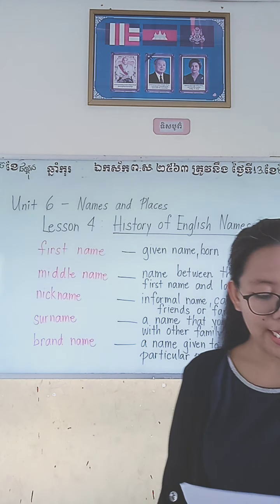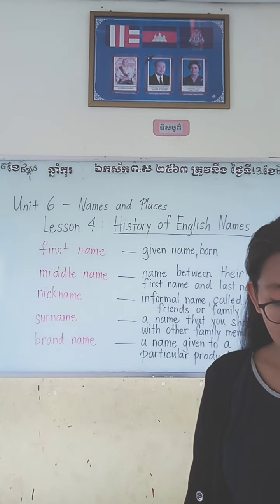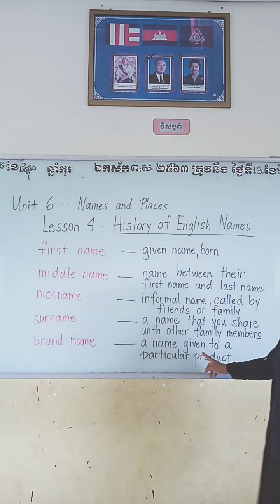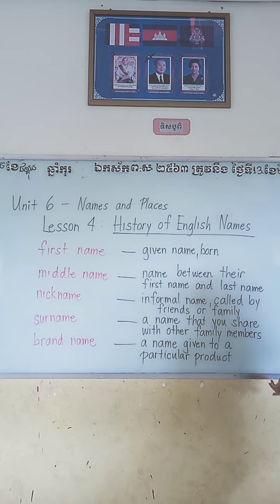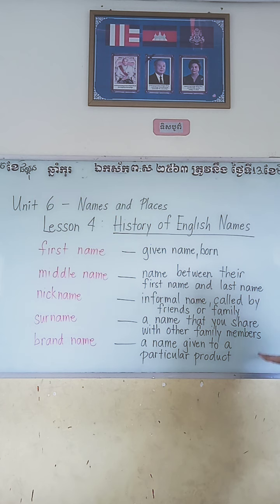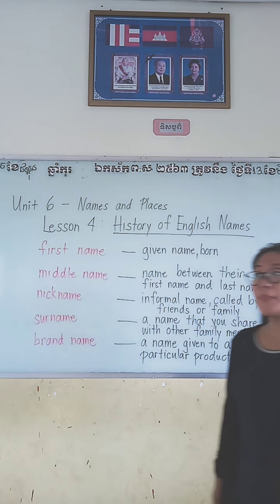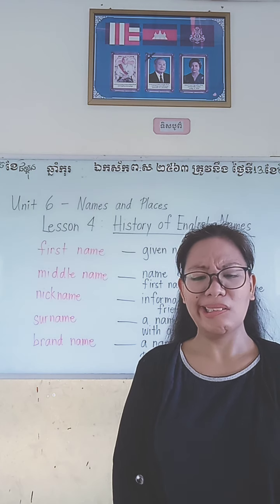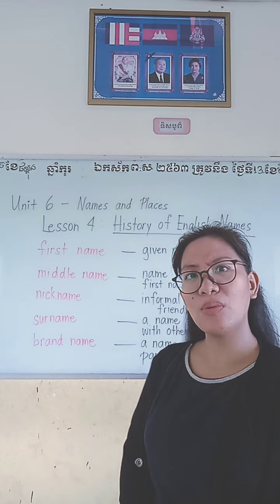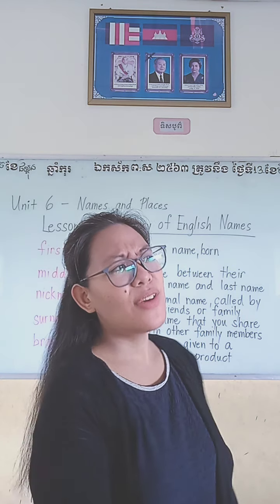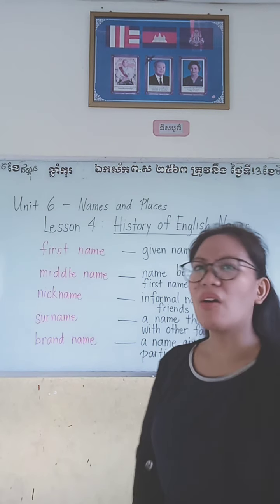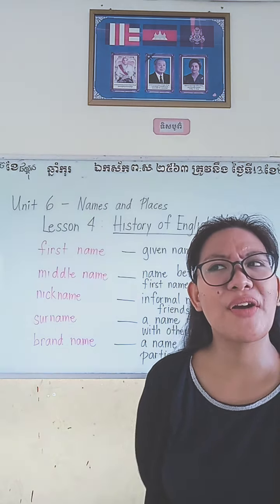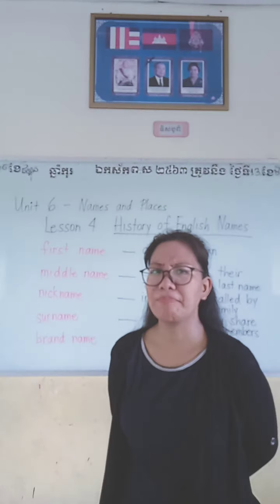Okay, the last part, we are going to learn about brand name. Brand name. It's a name given to a particular product that makes or owns it. Okay, so I will give you one example. A brand name. When you say mobile phone, Samsung. TV, Samsung. Or LG. Washing machine, Samsung. So Samsung is a very popular brand name.